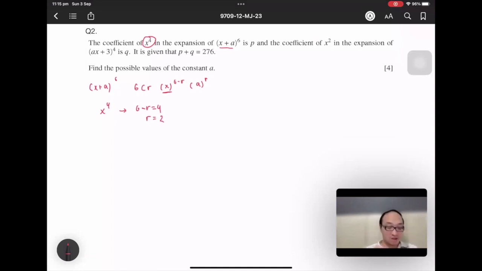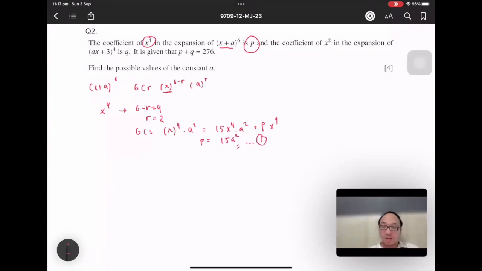So we find that 6C2 x to the power of 4, a to the power of 2, equals 6C2 is 15, x^4 a squared. This is p, the coefficient of x^4. So 15a squared equals p. This is the first equation.